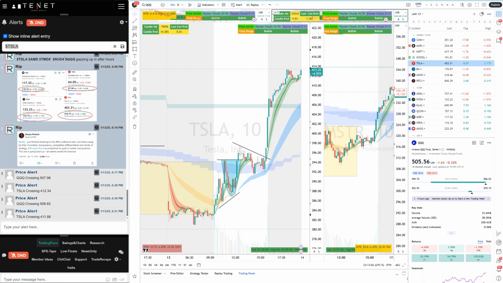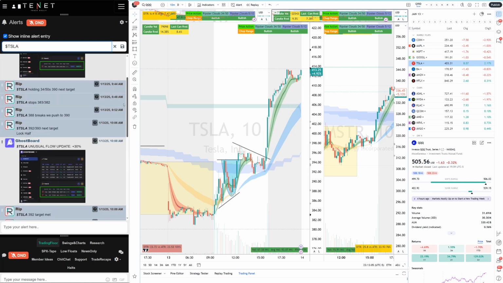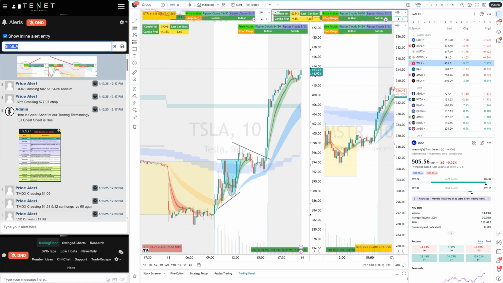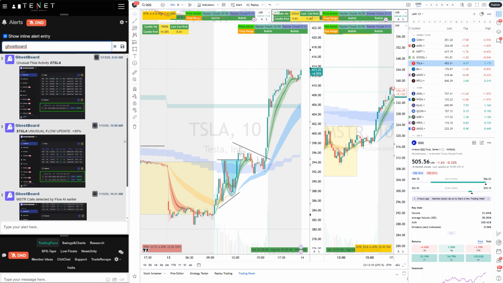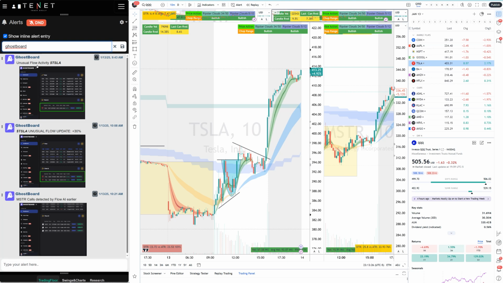There was a lot of flow on Tesla in the morning. You can see Ghost Board was alerting. The whole market was choppy, but Tesla was giving us flow. You can see the flow by Ghost Board, our options flow scanner. You should definitely try it out. It was alerting the unusual flow right in the morning, and this tells us that Tesla is strong. Tesla is definitely showing some strength.